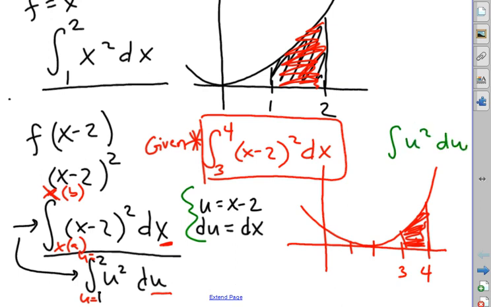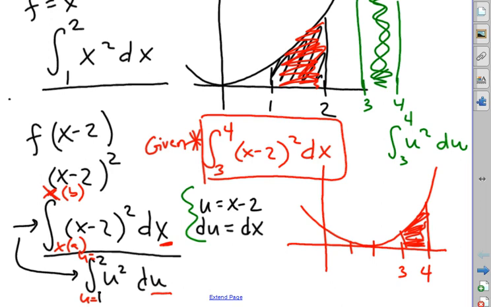But then you have to change your limits of integration, because you can't say that's the integral from 3 to 4, because if you found that, that would be the integral from 3 to 4, which would be that area. If you were to find that whole area on the graph of x squared, I want it to be this area here. So that means that I have to change those limits of integration.